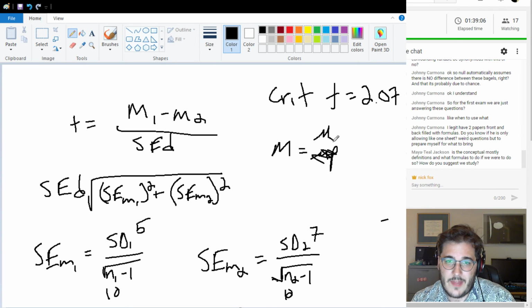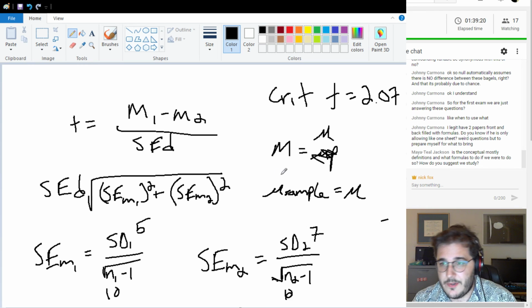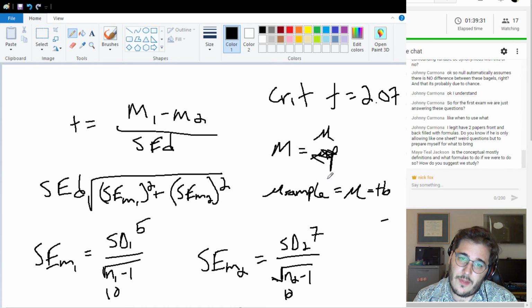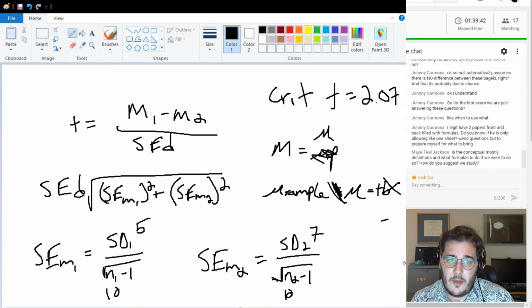Equals mu. So that's for a z-test or a one sample t-test. Or sometimes you'll see it as mu sample equals mu, because mu sample is the mean of the sampling distribution. That's in the textbook. So mu sample equals mu is the null hypothesis, right? If you then find that mu sample does not equal mu, then that's when you reject the null hypothesis. So I would suggest getting familiar with your textbook, and with these equations in depth.